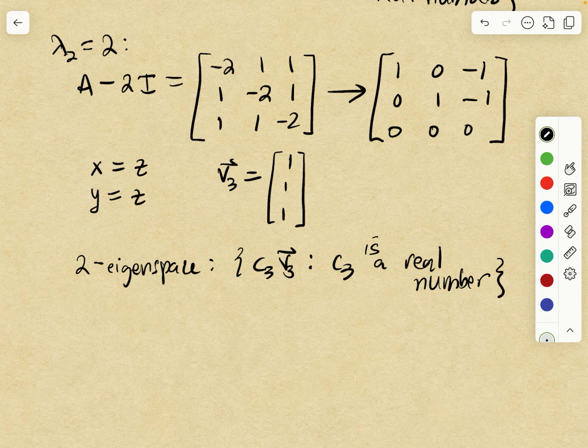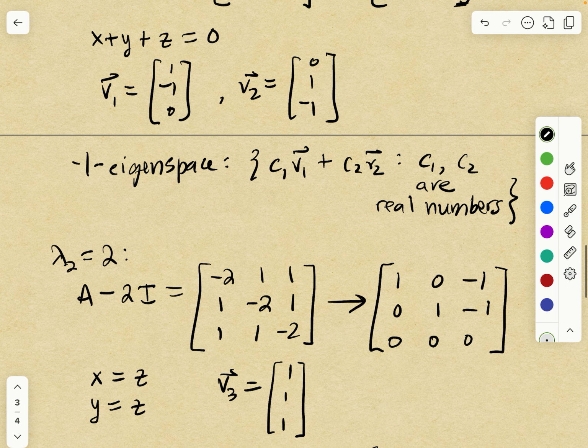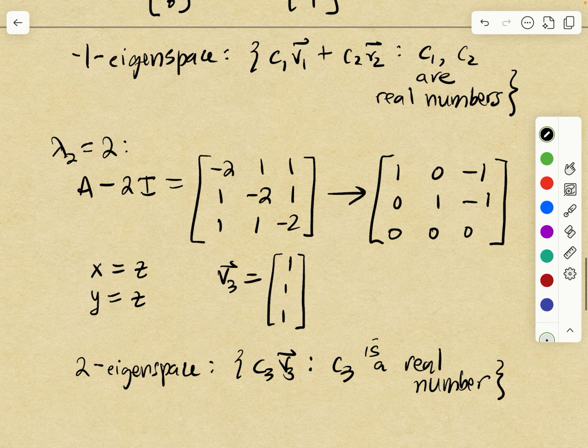So are the line and the plane orthogonal? No, right? If you take v3, it's not orthogonal to v1 and v2. So you have this plane and this line that are not orthogonal to each other, but A is flipping the plane across and A is stretching that line. Okay, so that's a 3x3 example of finding the eigenvalues and eigenvectors.